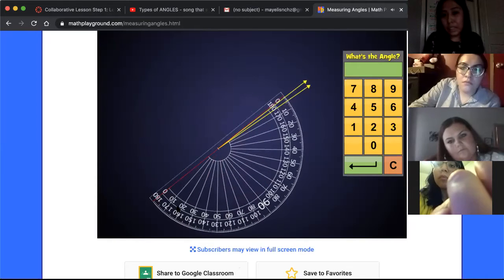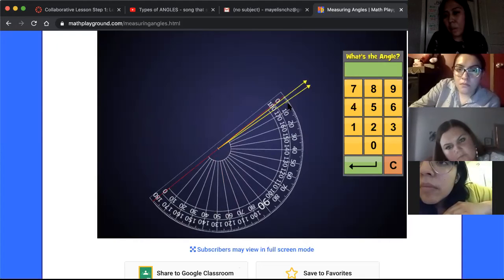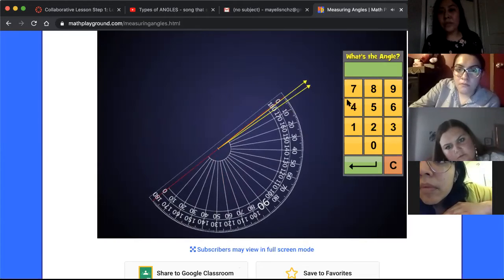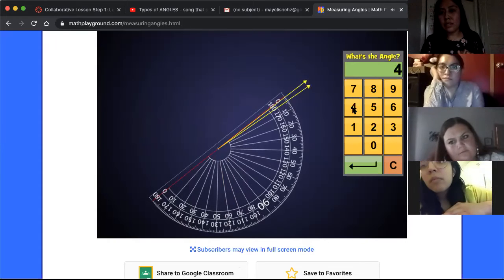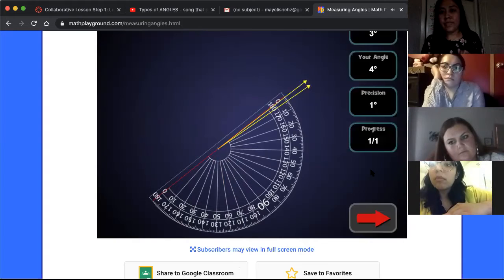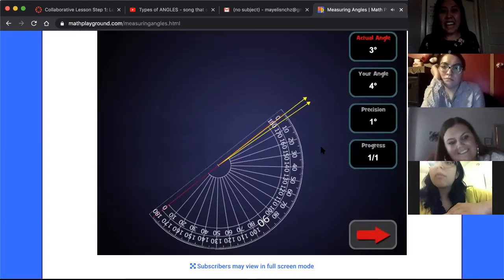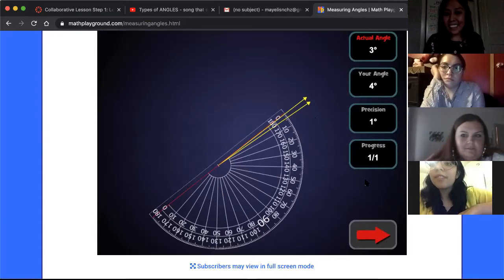If you have it like that, can you still see the numbers at the top? Can somebody tell me what the measurement of this angle might be? 4? 4? Let's try it. I think that actual angle was 3 degrees, but it looks pretty close to me. Let's try another one.